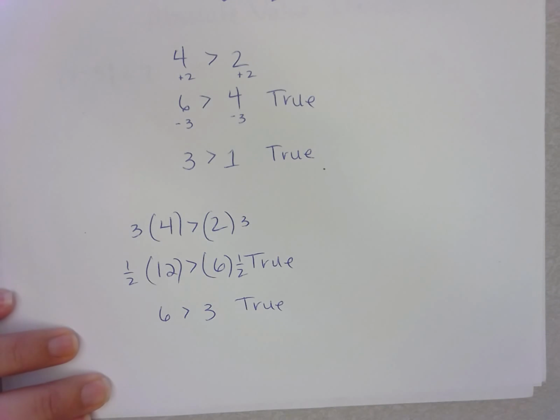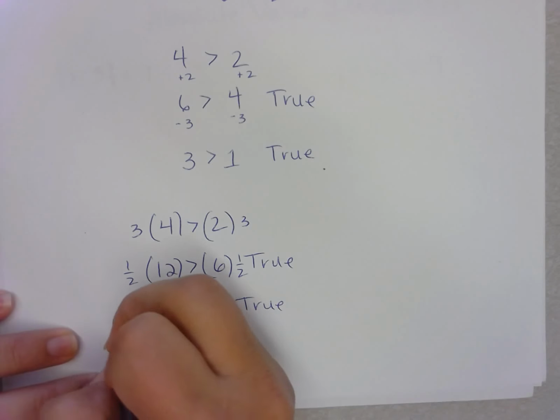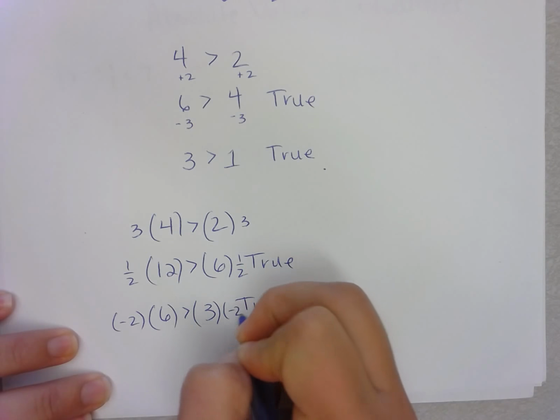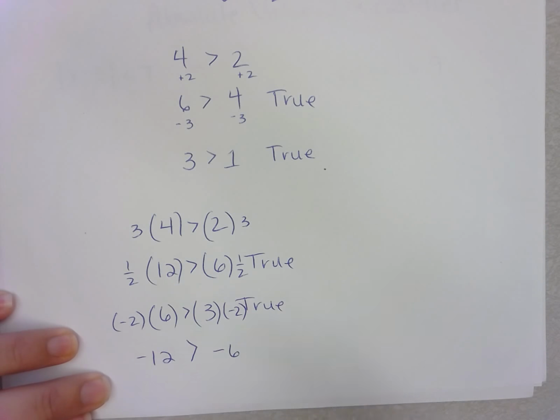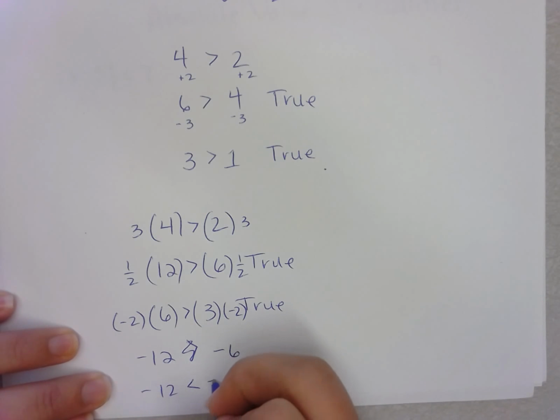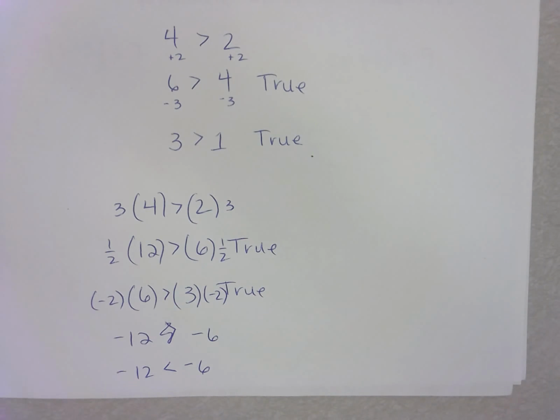However, let's multiply now by -2. Then I get -12 and -6. And now if I try to put my inequality symbol in here, my inequality doesn't hold anymore, because actually -12 is smaller than -6. So this is why we end up switching the sign. So really this should read -12 is less than -6. So when I'm multiplying by a negative number, and it also happens when I divide by a negative number as well, I need to change the direction of my sign.